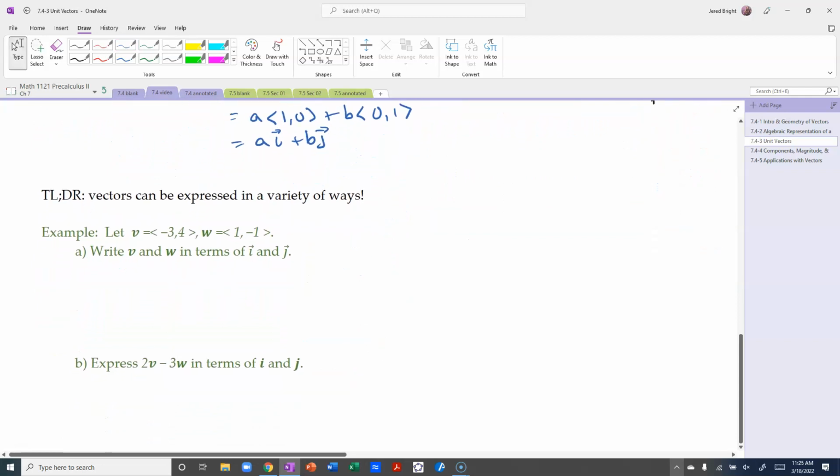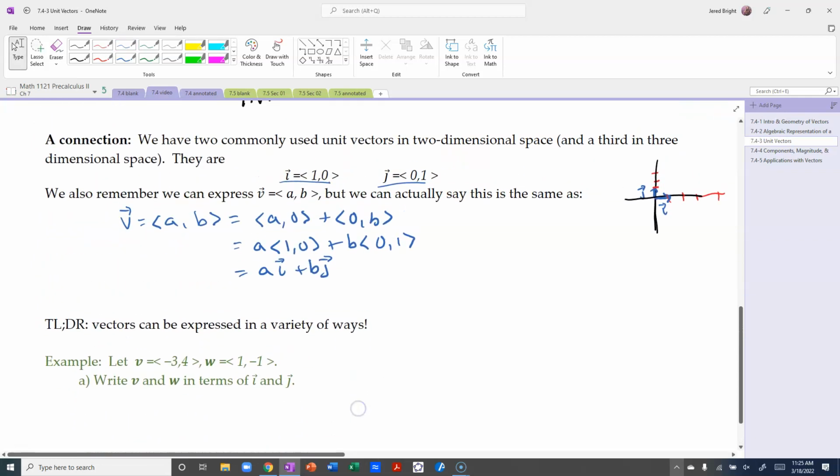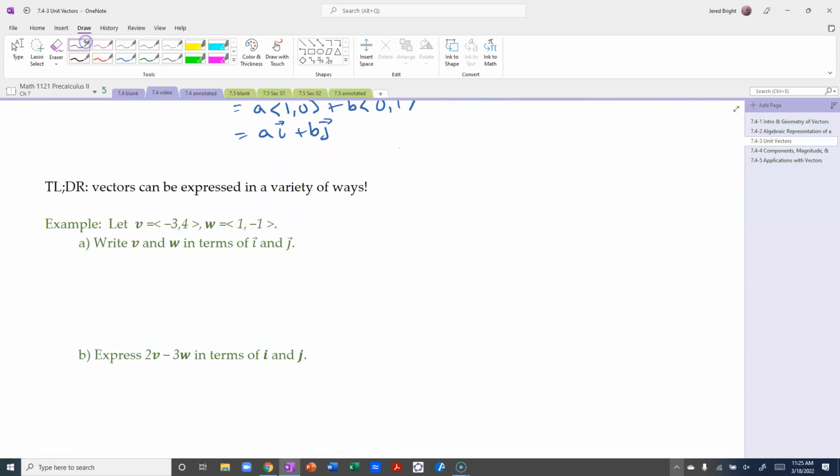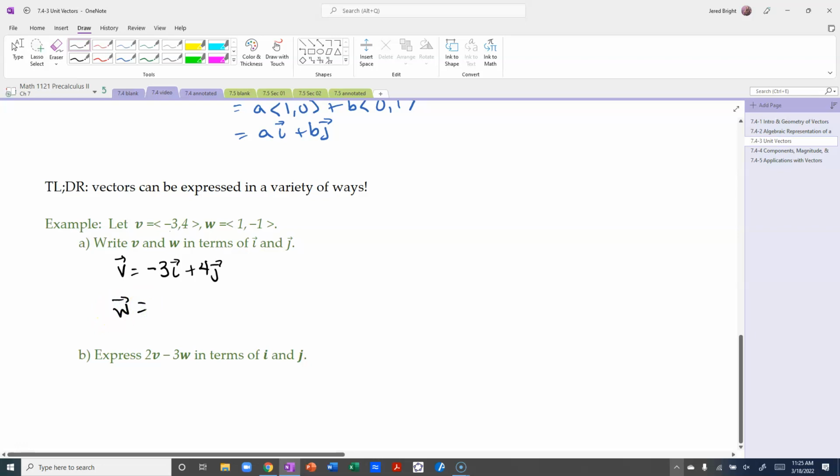So we can really use vectors in a variety of ways. We can use component form, and we can also use unit vectors. Let's look at these. It says v and w are given in component form. Write them in terms of i and j. The bolded notation is the same as the arrow notation. So v is saying go negative 3 in the horizontal direction, where i is the unit vector in the horizontal direction, and then go 4 in the j direction, vertically. Similarly, w is going to equal something that you try on your own.